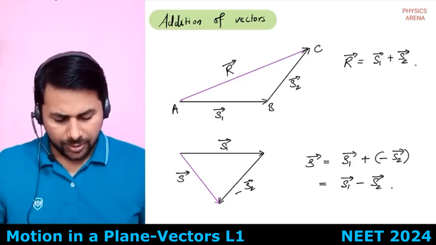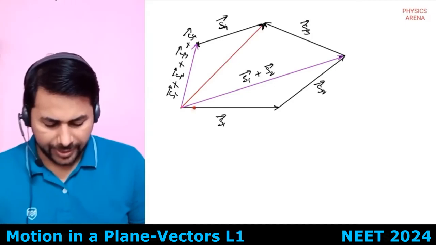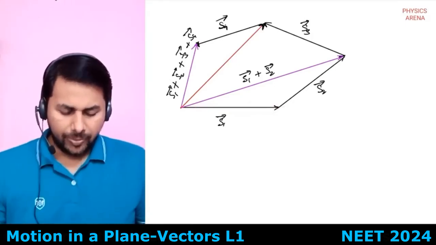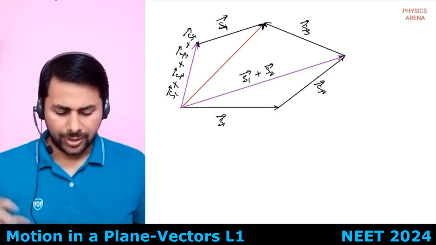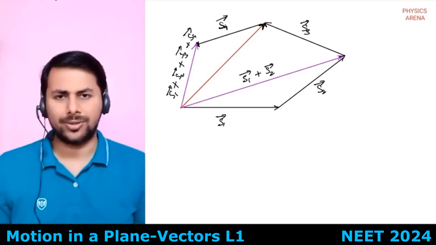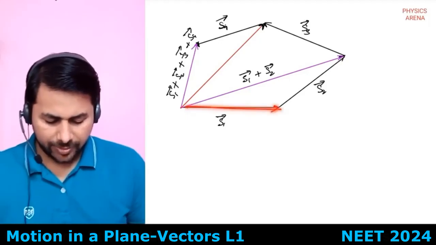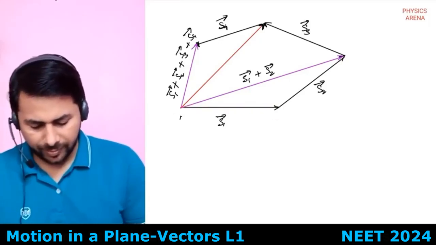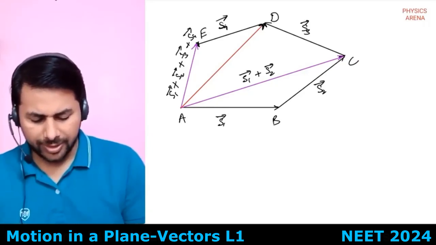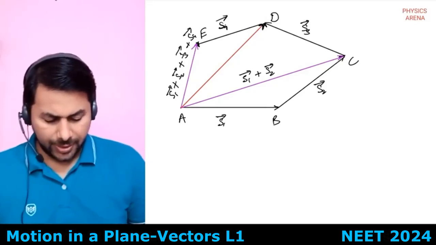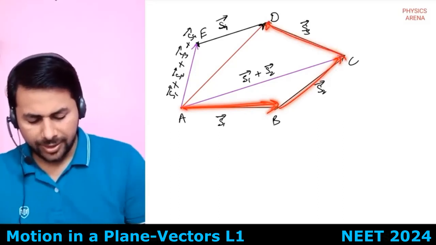Okay, so we'll see the formula for this addition and subtraction. Next, now suppose we have n number of partial displacements. Triangle is not sufficient, we'll need a polygon to find out the resultant displacement. For an example, suppose partial displacement from A to B, then I move from B to C, then from C to D, then from D to E. Now see, these are S1 bar, S2 bar, S3 bar, S4 bar.